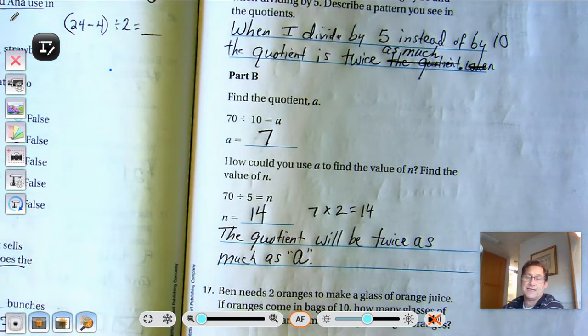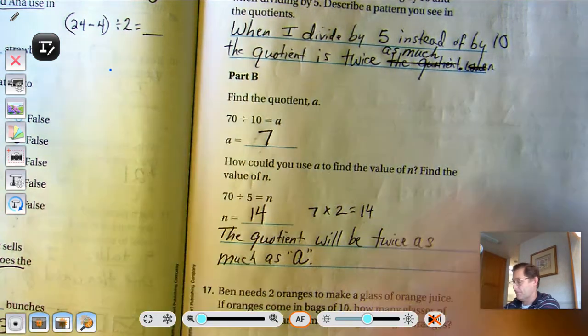The quotient will be twice as much as A. And 17.